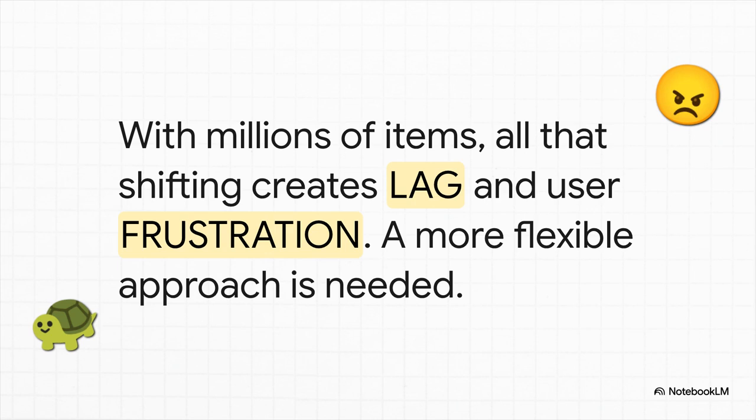Now, imagine you're not dealing with 50 items, but with 1 million or 100 million. All of that shifting takes real time, and for a user, that time feels like lag, the spinning wheel of death, and just plain frustration. If your data is changing all the time, an array's rigid nature becomes a huge performance killer. So, it's pretty clear. We need a more flexible way to do this.